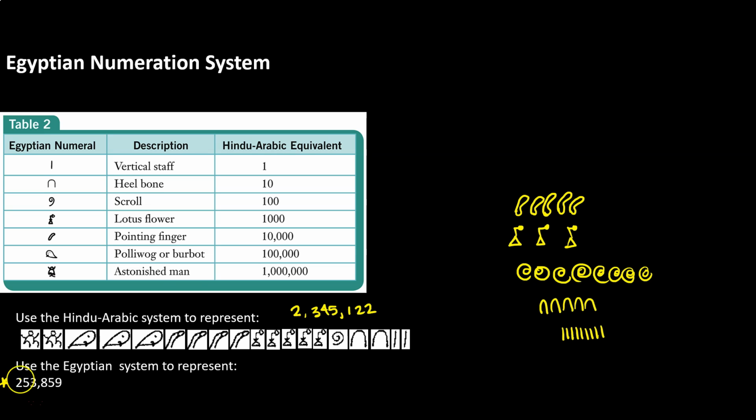And then lastly, we have 2 in the 100,000s. Those are 2 polywogs. Our polywogs are going to be smiling. There we go. So the number that we would say as 253,859, the Egyptians would draw this picture. So hopefully that makes us appreciate our system a little better.